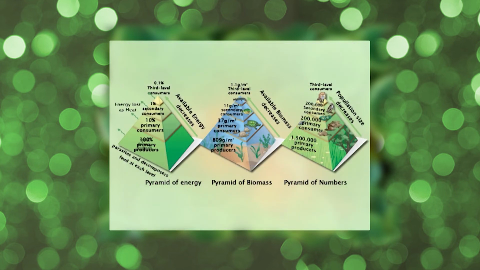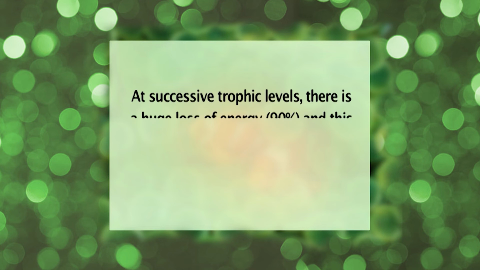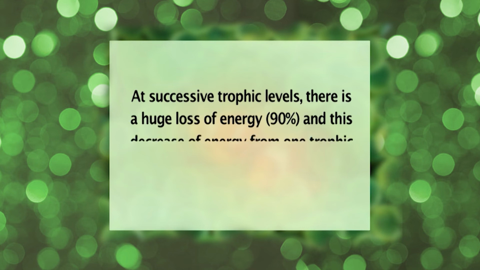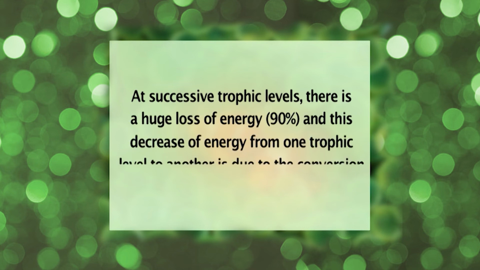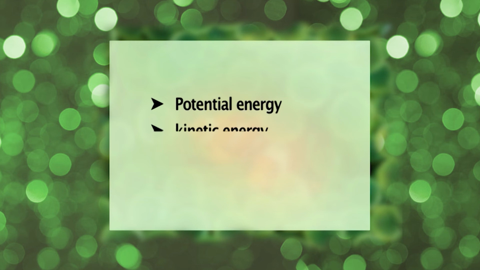In contrast with the pyramid of numbers and biomass, which are pictures of the standing situations, the pyramid of energy is a picture of the rates of passage of food mass through the food chain. At successive trophic levels, there is a huge loss of energy of about 90%, and this decrease of energy from one trophic level to another is due to the conversion of potential energy into kinetic energy and heat energy.